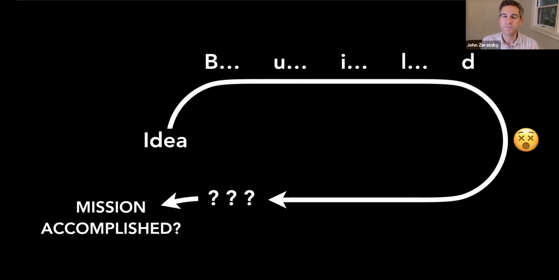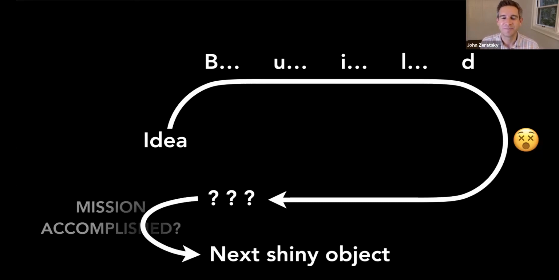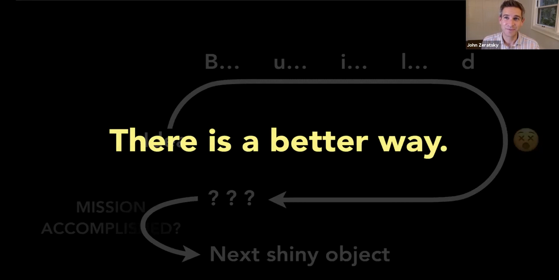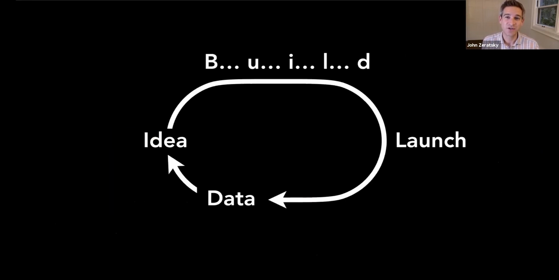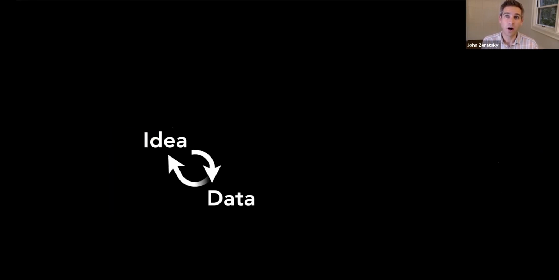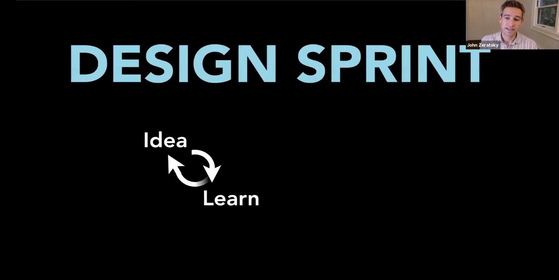And so as much as we like to think that we would then go back around this loop and do it again and build again and gather more data, more often than not, we get distracted by the next shiny object and we move on. Fortunately, there is a better way to pursue our ideas. There's a way to shrink down this loop to focus only on the essential activities that we need to do to learn whether we're on the right track with our ideas. And that's what the design sprint is all about.